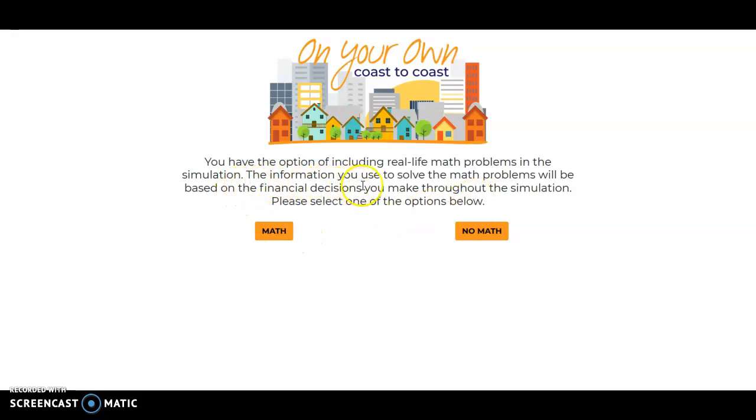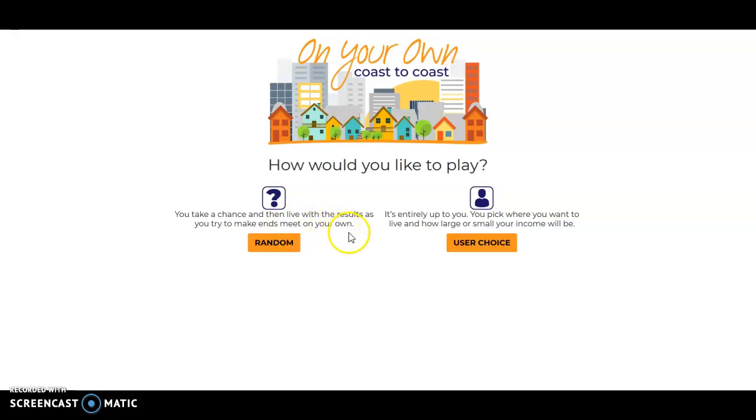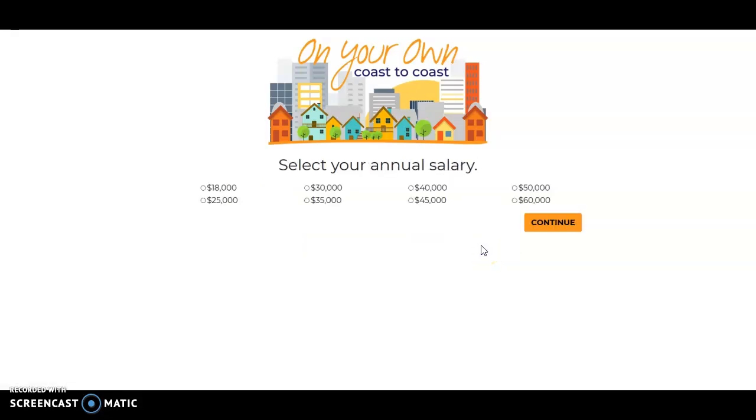It's going to ask you if you would like to include real-life math problems in your simulation. You're going to say yes, math. Then it's going to ask, how would you like to play? Something random where they assign you where you live, how much you make, and things like that. Or do you want to entirely pick your own? So we're going to do pick your own. You get to pick your salary. I'm going to say about $45,000 a year is comfortable. You can pick any salary you'd like.